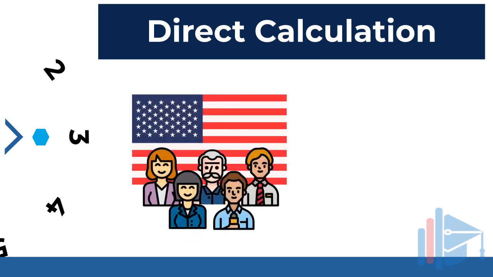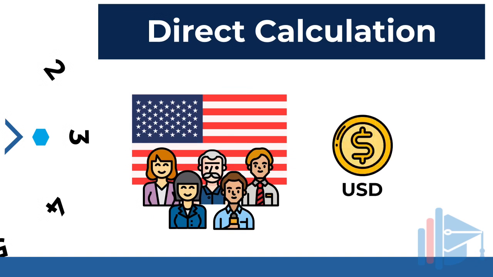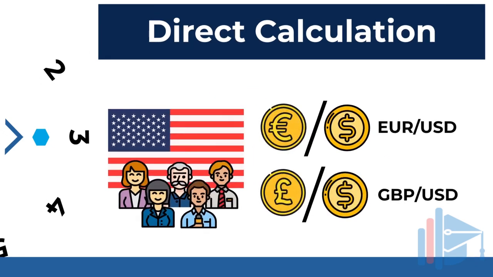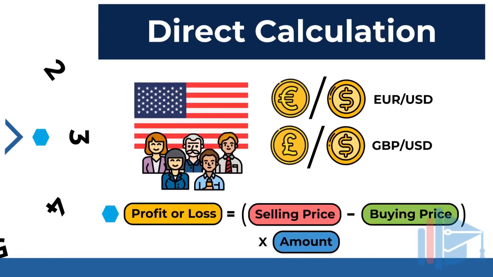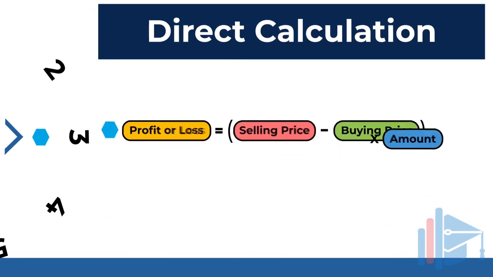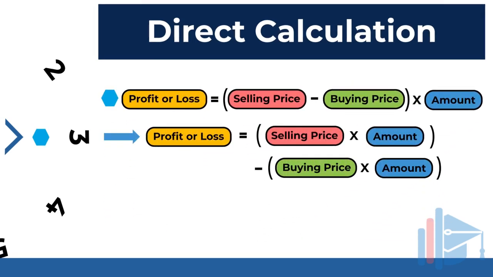Most retail traders, especially those based in the US, typically trade Forex using US dollars as their reporting or functional currency. When trading directly quoted currency pairs like EUR/USD or GBP/USD, they use a simple formula to calculate profit or loss. Profit or loss is equal to the selling price minus the buying price multiplied by the amount. Alternatively, you can break it down as profit or loss is equal to selling price times the amount minus buying price times the amount.